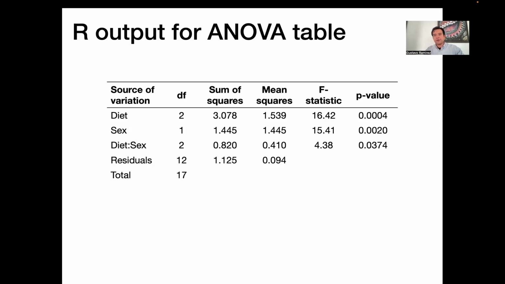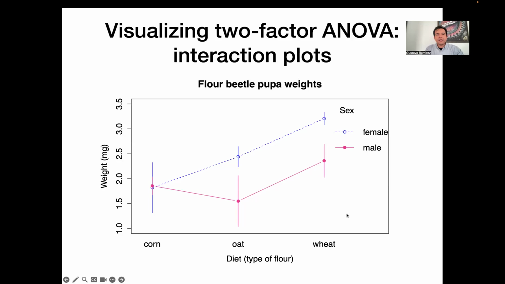So again, nothing new here, just different rows in terms of how to interpret the factorial ANOVA compared to a regular ANOVA that we've done before computationally too. Okay, let's go ahead and move on.